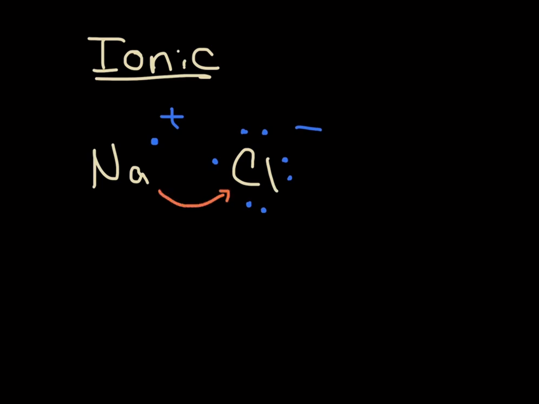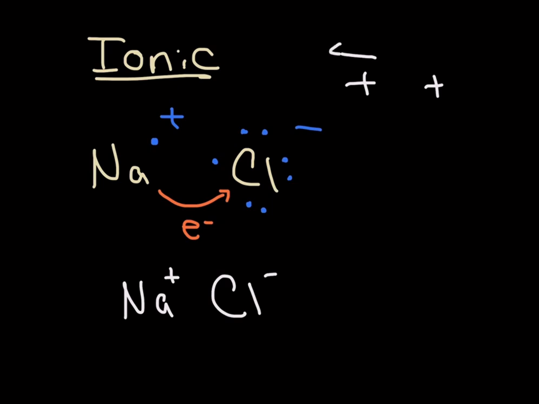So in this bond, sodium is going to give chlorine one of its valence electrons. As sodium loses that one valence electron, it's going to acquire a positive charge. And as chlorine gains that electron, it's going to acquire a negative charge. You have two like charges next to each other. What's going to happen? Like charges are most likely to repel. They're going to feel a force that repels them or pushes them away from each other.